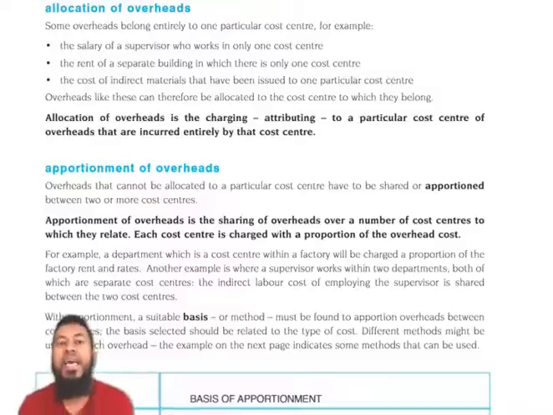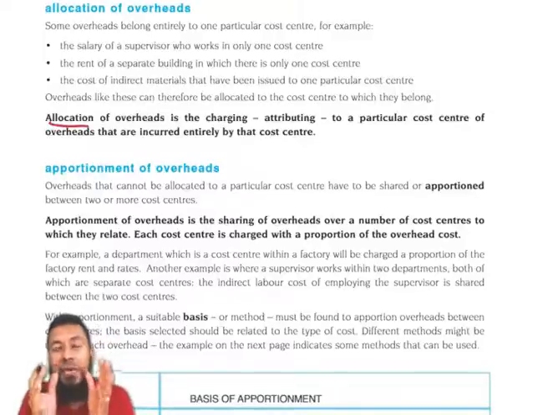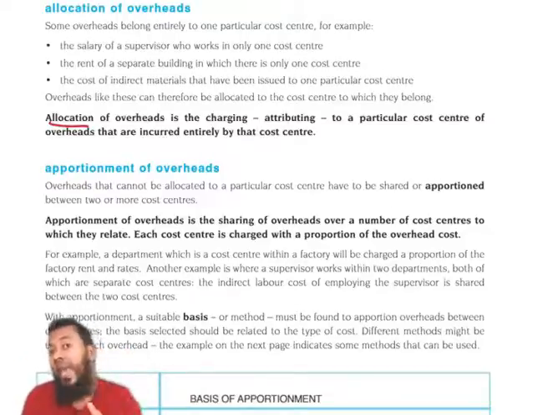Today's topic is allocation, apportionment and reapportionment. Allocation is a process where we allocate a particular cost to a certain cost center. Simply, a cost you can allocate directly to a cost center.